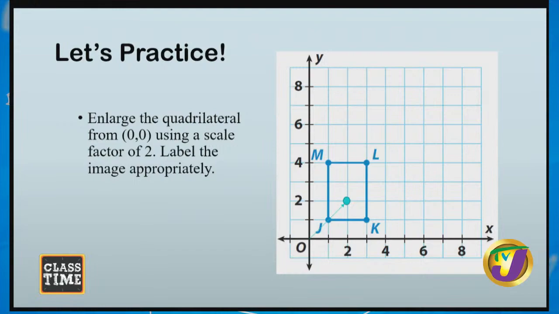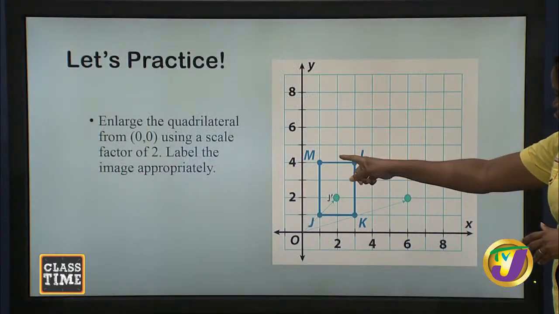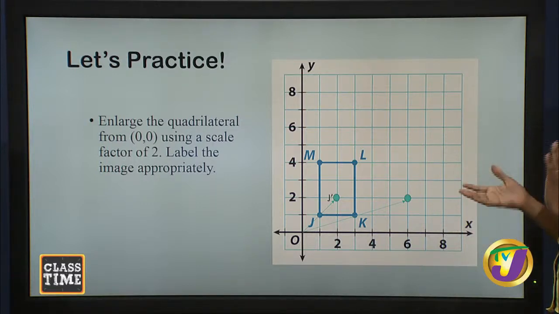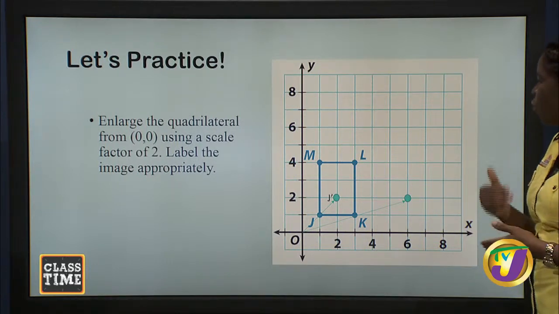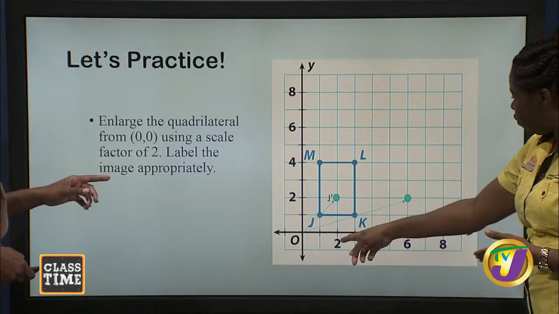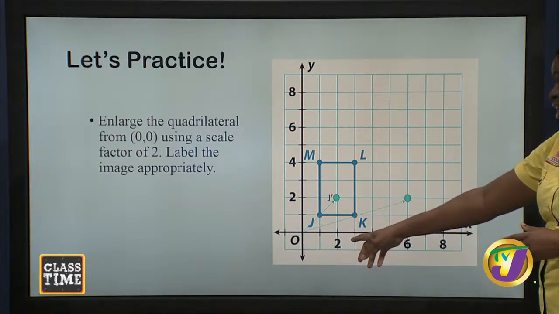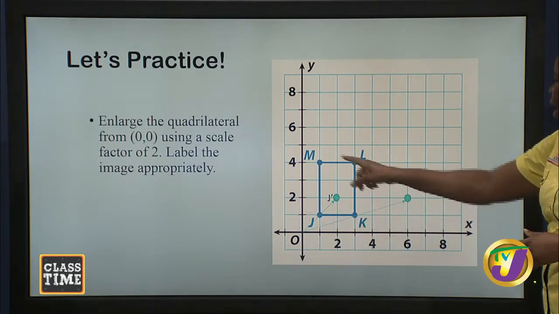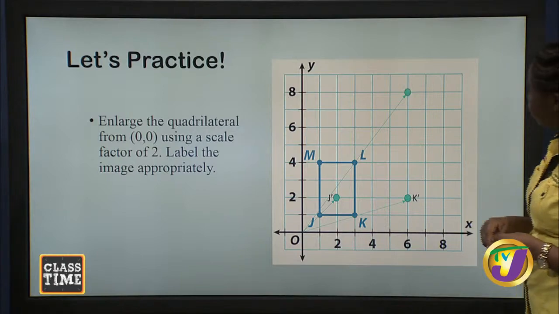So let's take L. For L, the coordinates are 2, 3, 4. Multiplying that by our scale factor, 2 times 2 would give me 4, and 4 times 2. So we're multiplying 2 times 3. 2 times 3, 6. We have to be careful. So 2 times 3 would give me 6, and 2 times 4 would give me 8. So I'm looking at 3, 8 for L.